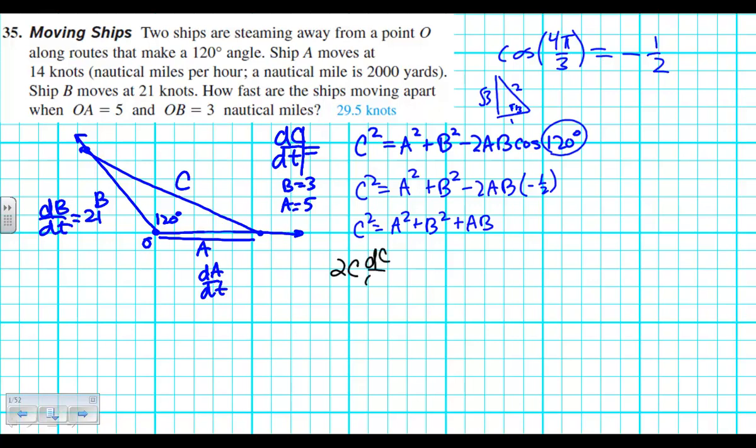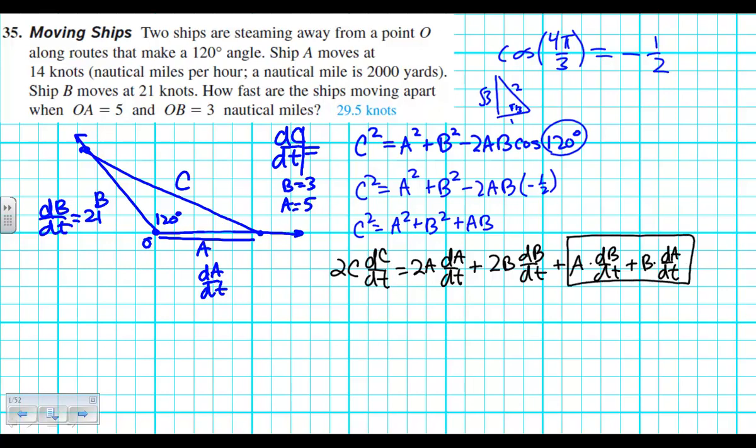2c dc/dt is equal to 2a dA/dt plus 2b dB/dt plus a times dB/dt plus b times dA/dt. Okay. Did that very quickly. I'm going to guess that the only confusing part of what I just did is going to be here, and that's because I'm taking the derivative of a and b, and they're both variables, so we have to use the product rule.